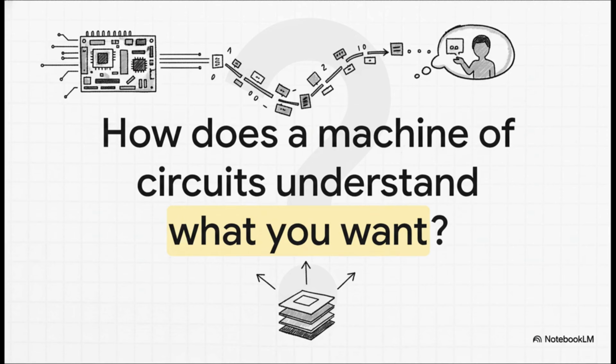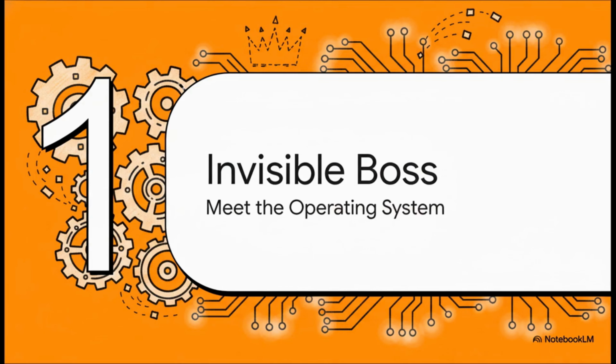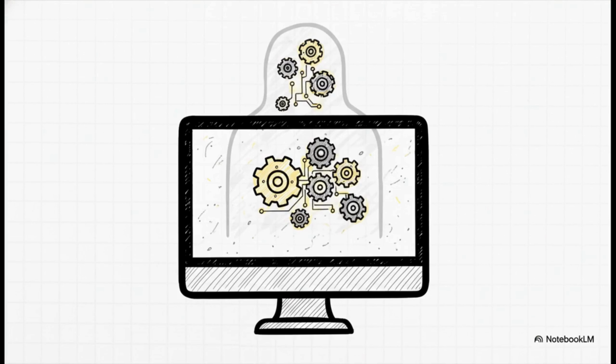The answer is the key to pretty much all of modern computing, and it's what we're going to unpack right now. To solve this puzzle, we've got to introduce you to the computer's invisible boss, the single piece of software that makes everything else possible. That bridge, that translator, that manager is the operating system. It's probably the most important piece of software on your computer, and it's working silently, tirelessly, every single second your device is on.